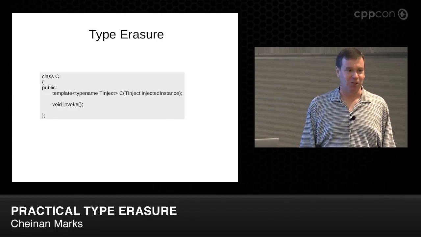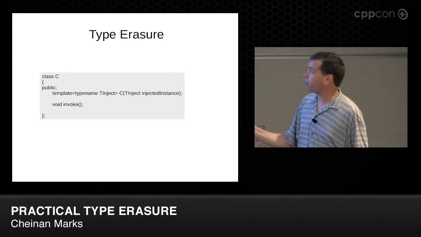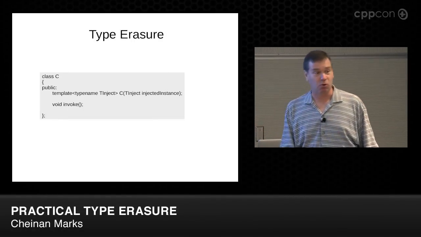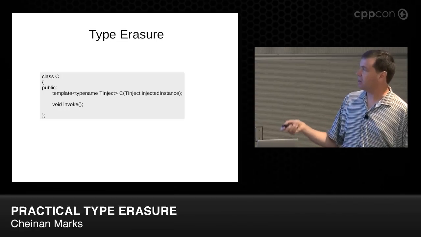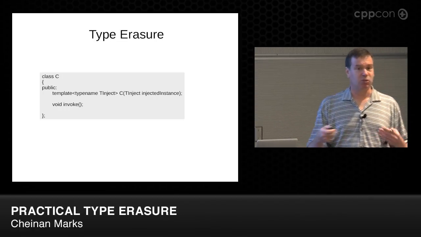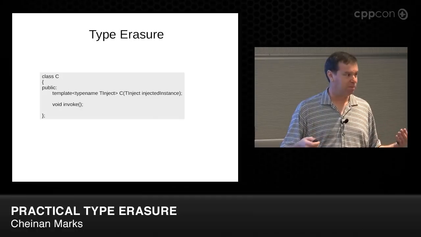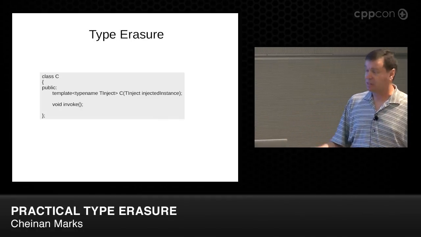Well, type erasure. What is going to happen is that we're going to erase the type of the injected instance and store it erased in class C. And then when it comes to invoke it, we are going to be able to still do something with it, subject to some limitations, which you will see as we go along and look at the internals of class C. All right? So that's type erasure in a nutshell. Let's look at how this actually works.